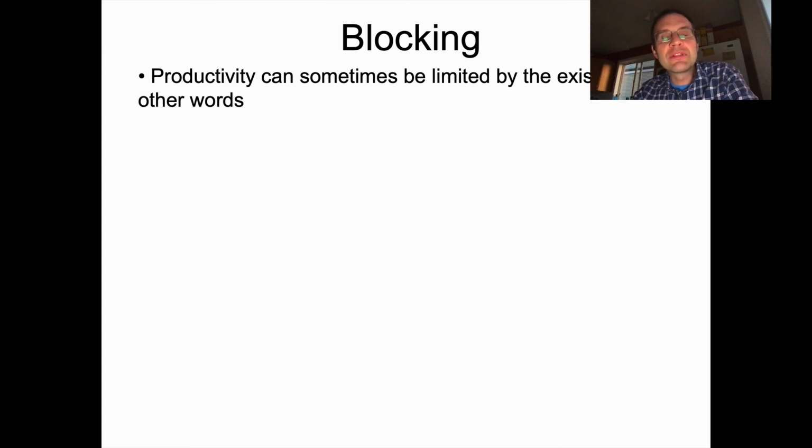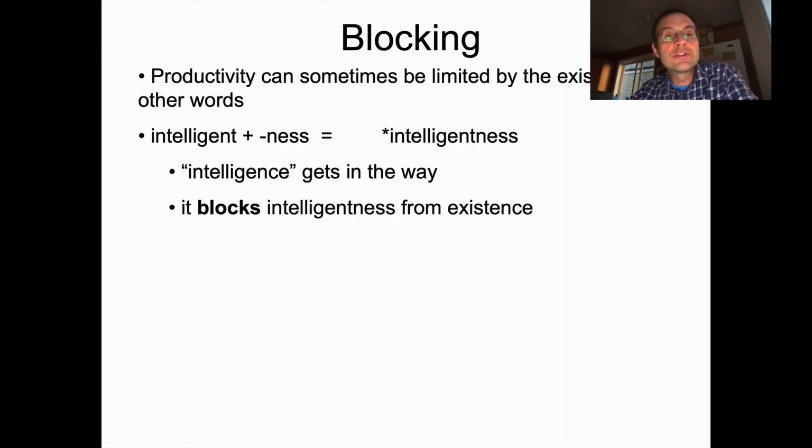Productivity can sometimes be limited by the existence of other words. So -ness, as I mentioned before, is a very productive affix, and it attaches to adjectives to create nouns, meaning the quality of that adjective. So an adjective like intelligent could, in theory, go to intelligentness. And if somebody said that, I think you would know what they are saying, but it's a lot more likely that somebody would say intelligence because it's already a perfectly fine option, which kind of gets in the way.